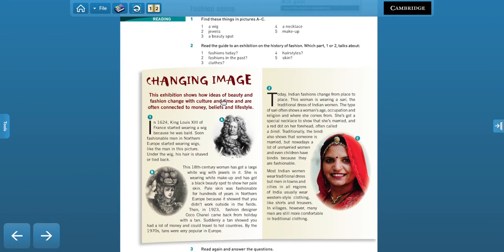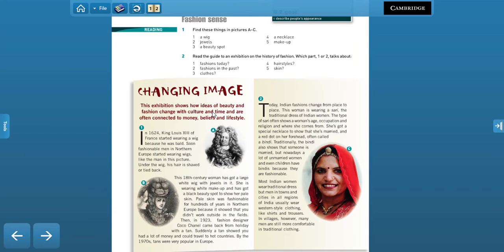Do you like fashion? Now let's see. Here you can see the reading. It is called changing image. So we already know that this is going to be about past fashion trends, right? And how they have changed over time. What I want you to do first is to find these things in the pictures that you can see here on the reading.